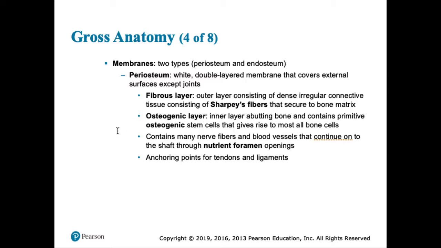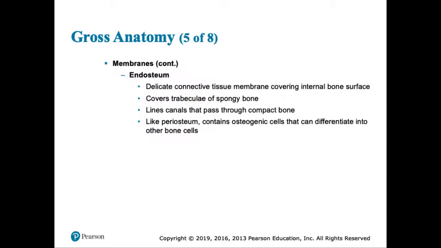There are lots of nerve fibers and lots of blood vessels that continue on to the shaft through what we call the nutrient foramen opening, so that we can get those nutrients through there. Of course, there are anchoring points as well for those tendons and ligaments.